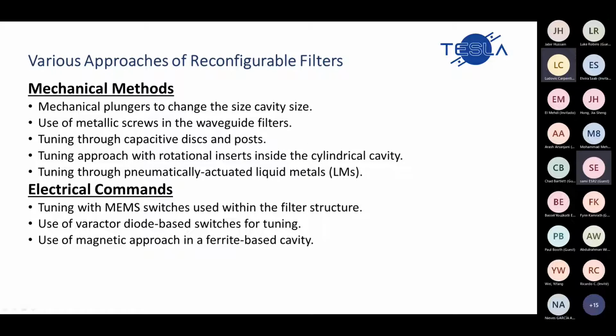Then we'll move to the various approaches associated with the filters. Filters can be tuned either by mechanical methods or by electrical methods. In terms of mechanical methods, either we can use a plunger to change the cavity size in order to tune the frequency or bandwidth, or another method can be the use of a metallic screw inside traditional waveguide structures. Another method can be to exploit a capacitive disk in order to tune comb-line type topologies. Recently, some researchers have shown rotational inserts inside a cylindrical cavity in order to tune the filter. And the latest, some have exploited the tuning range through pneumatically actuated liquid metals. These are all mechanical methods.